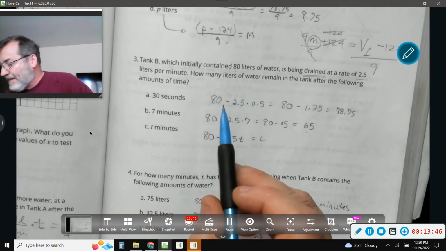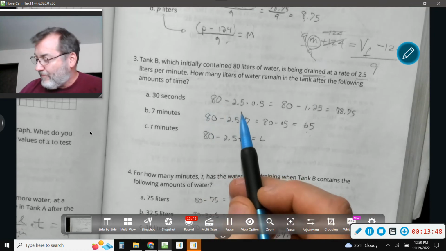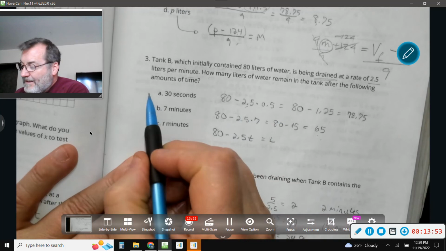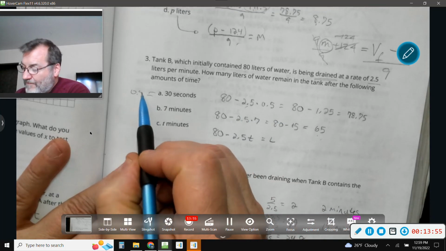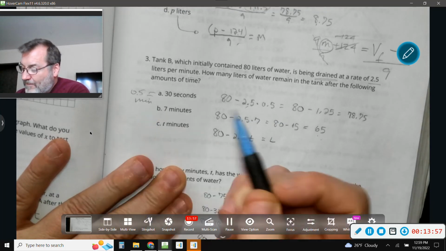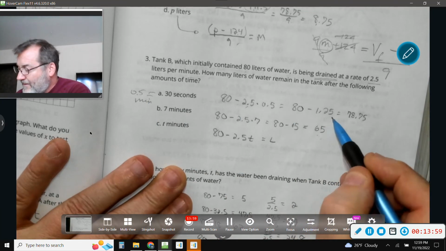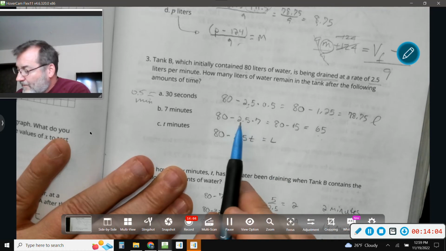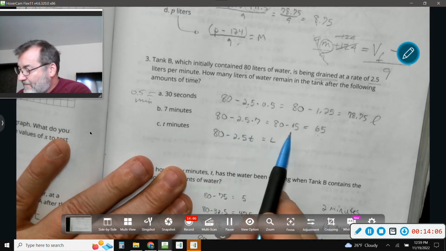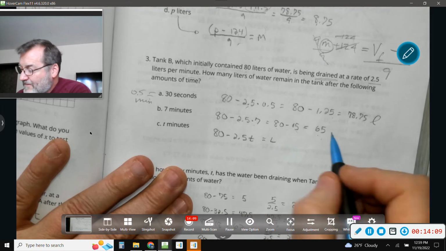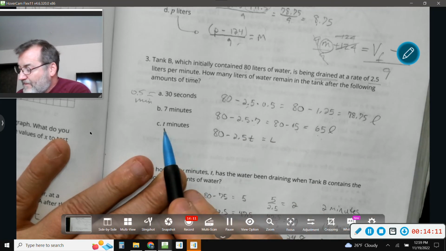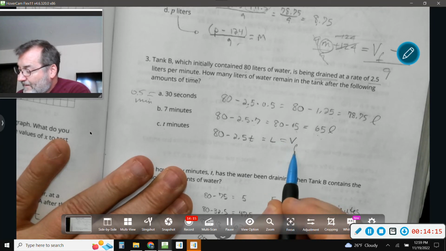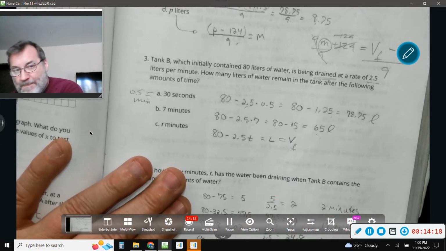So what did they do? Well, we started at 80, and we're subtracting off 2.5 liters per minute, and 30 seconds is obviously 0.5 minutes. That way the units cancel. You do your math, and you get this many liters. 2.5 times 7 minutes, it's going to be 80 minus 17.5, so you get 62.5 liters. And of course, if it's just T, we can just put in the T there, and that's the final volume there that we're going to work with. So it's pretty straightforward.